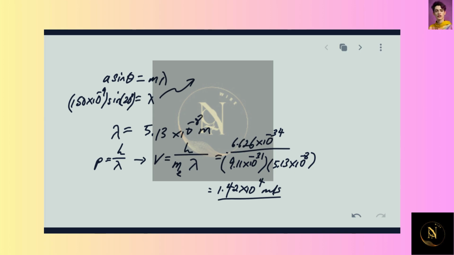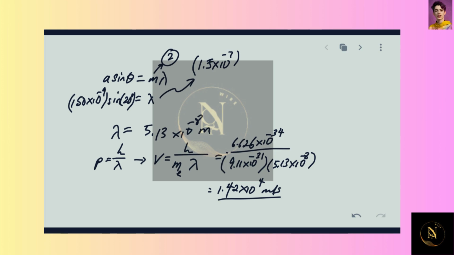Now, to find the next larger angle at which no electron will hit the screen, that will be the second order that we want to find. We substitute in the values again.